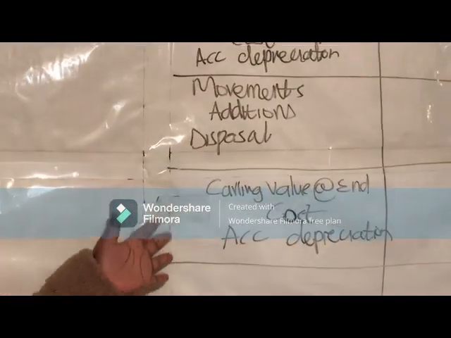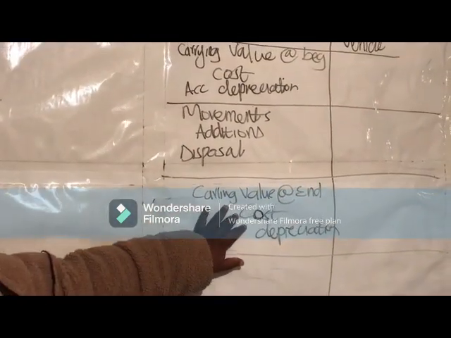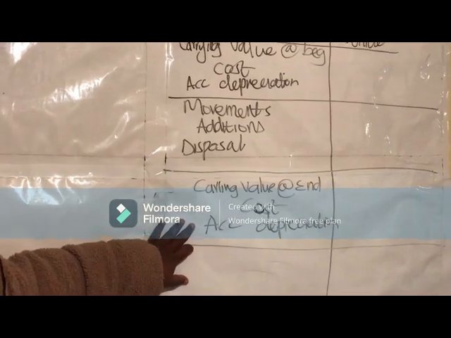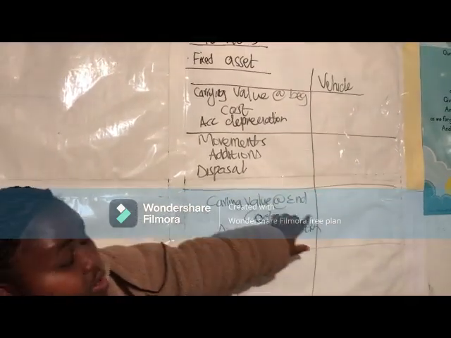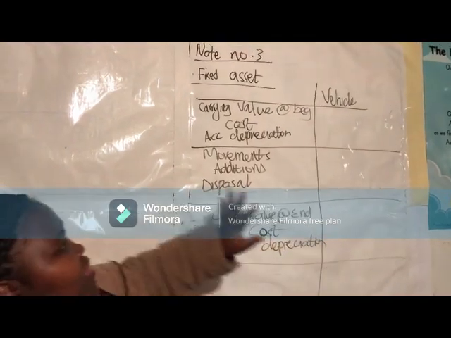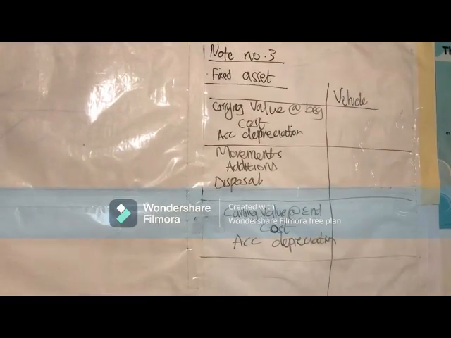Then we move to the end. The end is similar to the beginning because you say cost at the end minus accumulated depreciation at the end. It will give you your carrying value at the end. So that is the structure of your fixed asset. Now, let me give you an example.